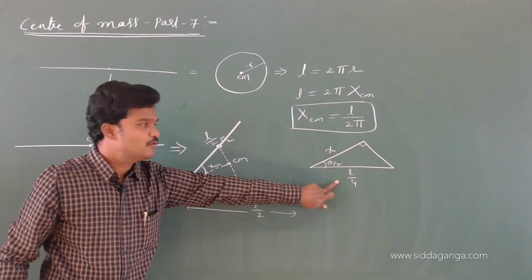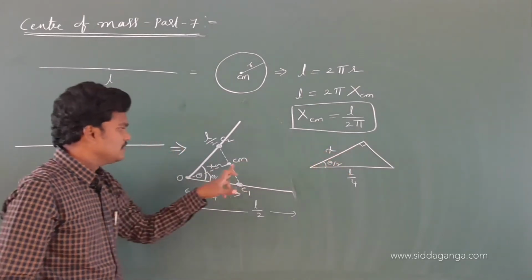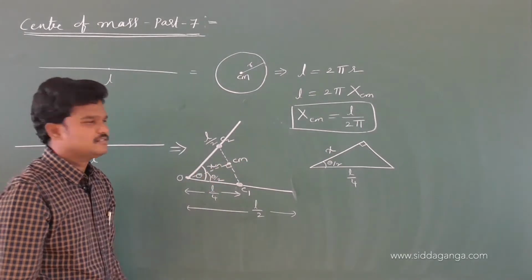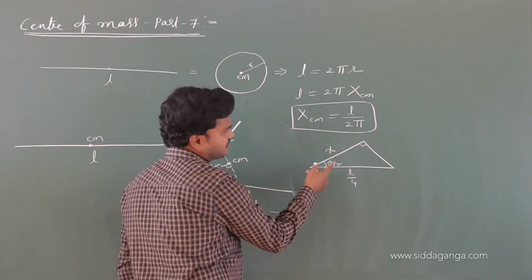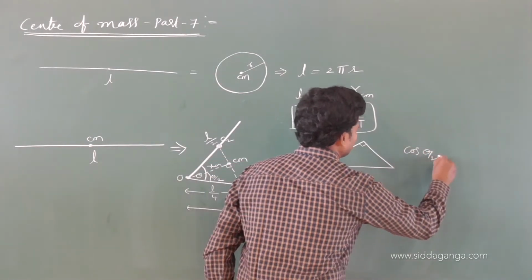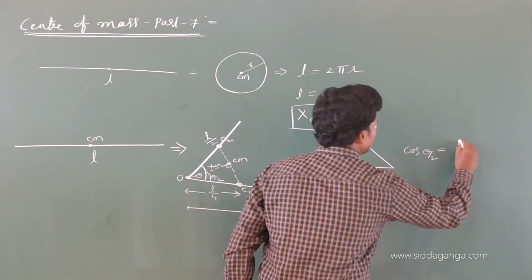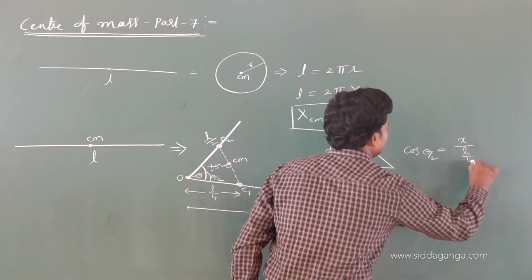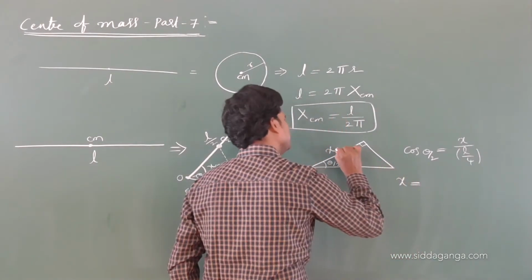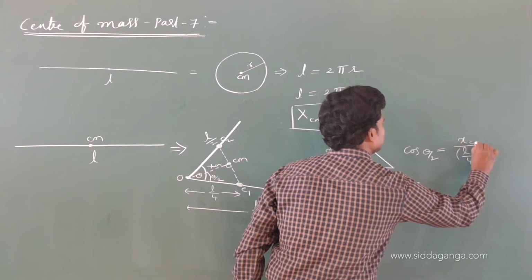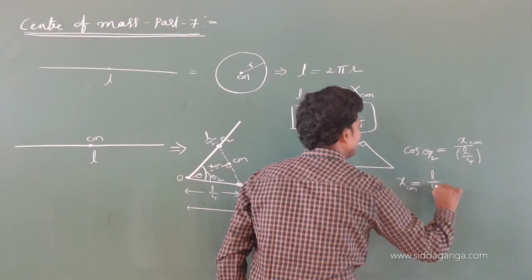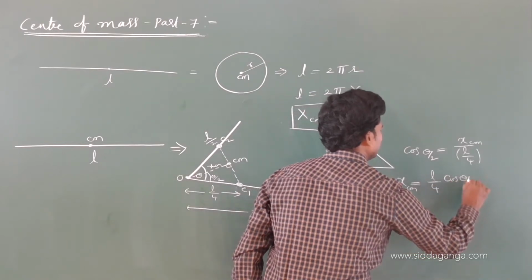Just zoom this diagram a little. X, L by 4. Now see, this is the normal here. Then use the sin theta, cos theta relations. This is the adjacent side, this is the hypotenuse. So let me write cos theta by 2, which is equivalent to how much? X by L by 4. So what is x? X is nothing but the shift in center of mass, you can write xcm. So what is xcm? L by 4 cos theta by 2.